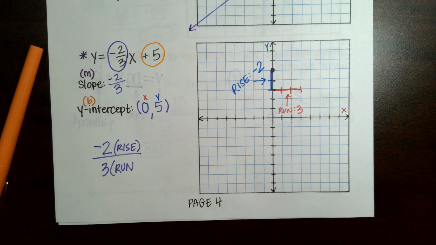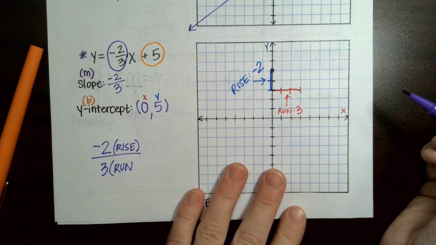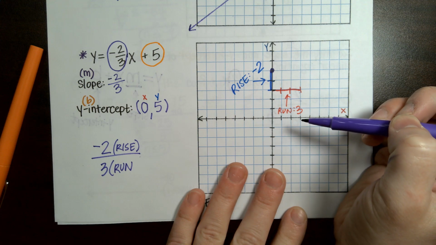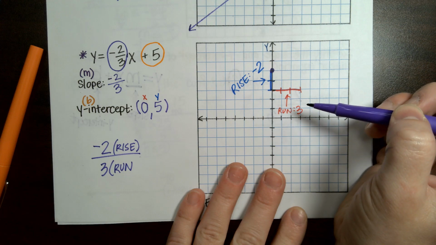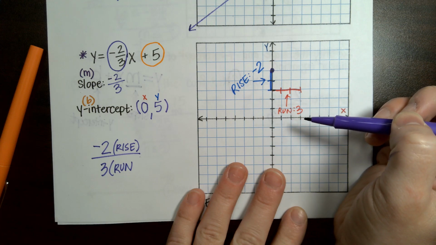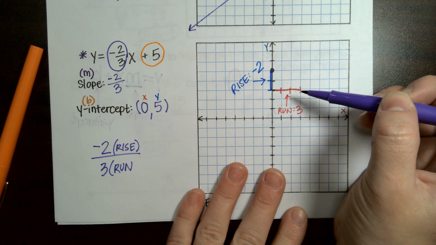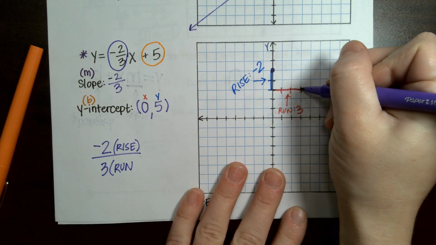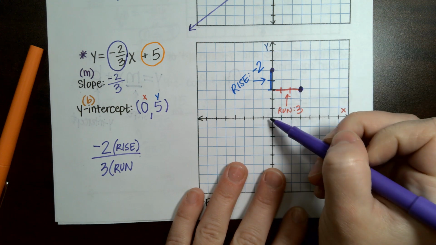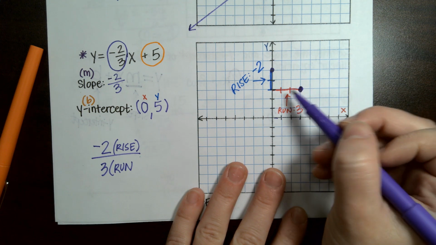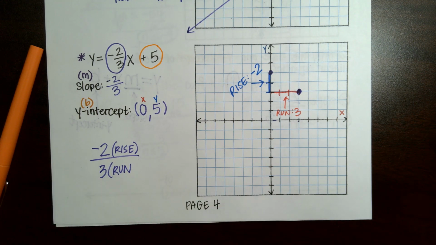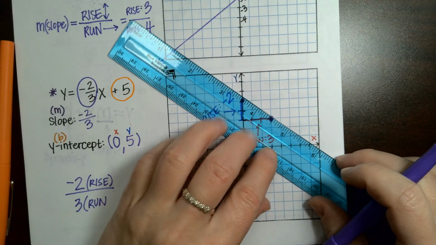And where is my second coordinate going to go? Up there on your line, at the end of my run. Right when you finish your rise and run, it goes right at the end of the run. And this point would be 3 in my x spot and 3 in my y spot. 3, 3. Okay, now we just connect the dots. And that's our line.